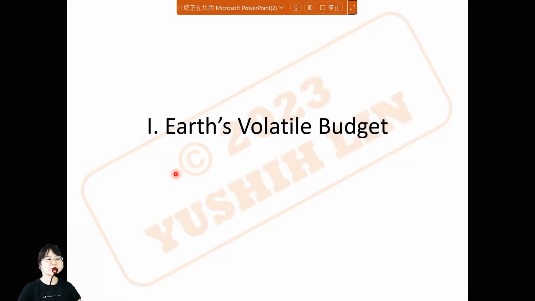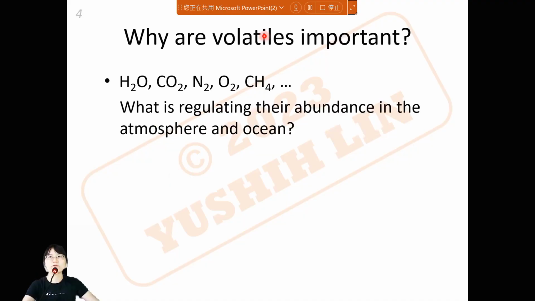We want to first talk about the Earth's volatile budget. Volatiles, what are they? Generally, when we talk about volatiles, we actually refer to water, CO2, nitrogen, oxygen, methane, and other gaseous substances. So what is regulating their abundance in the atmosphere and ocean?